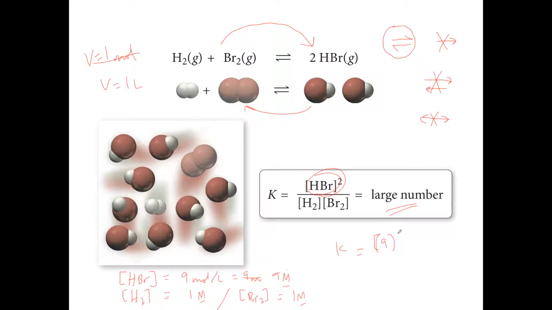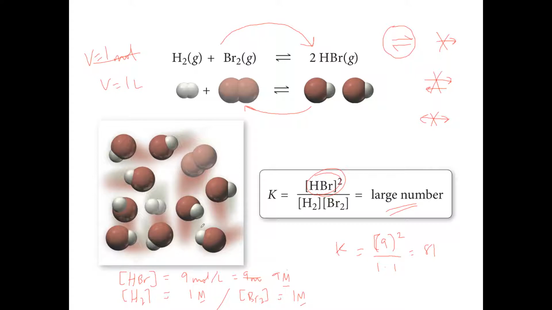Rather, we're going to put this in parentheses, squared, times 1 times 1, which is 81, which is a large number. I would say oftentimes we're going to find the numbers are much larger than that. But can you see what I've got there? The equilibrium constant would be 81, and that would mean that we have mostly HBr.